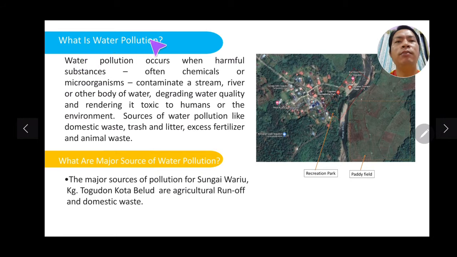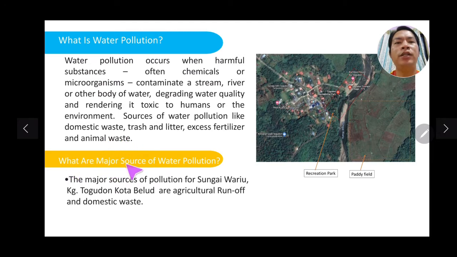What is water pollution? Water pollution occurs when harmful substances, often chemicals or microorganisms, contaminate a stream, river, or other body of water, degrading water quality and rendering it toxic to humans or the environment. Sources of water pollution include domestic waste, trash and litter, excess fertilizer, and animal waste.